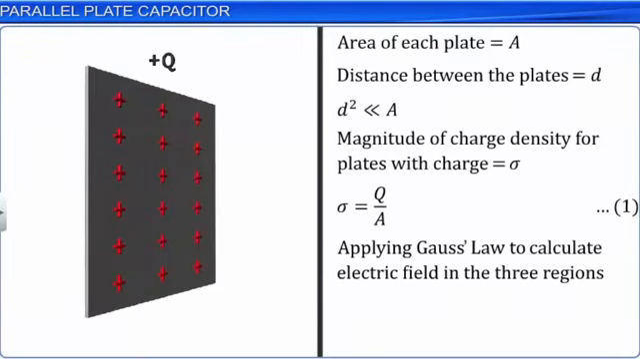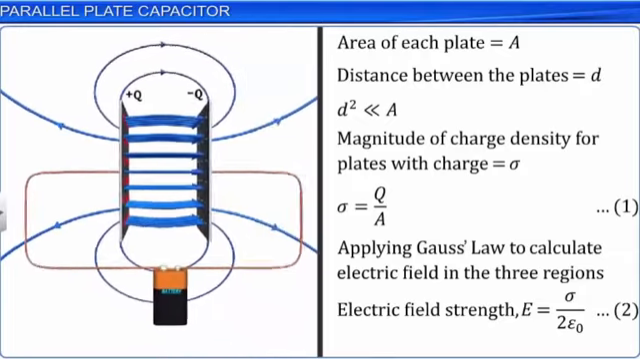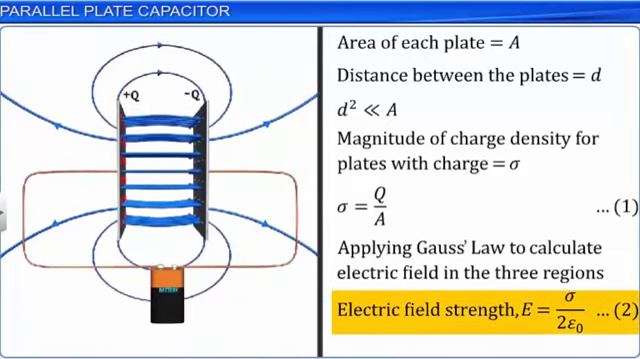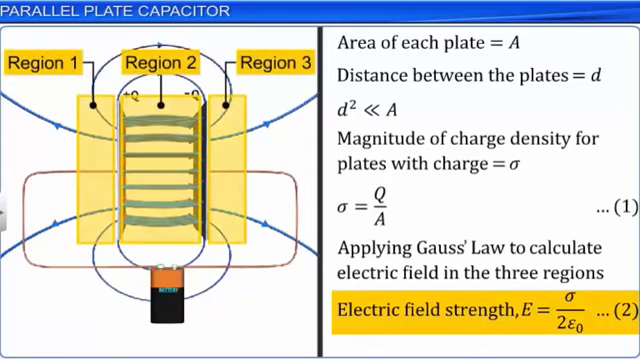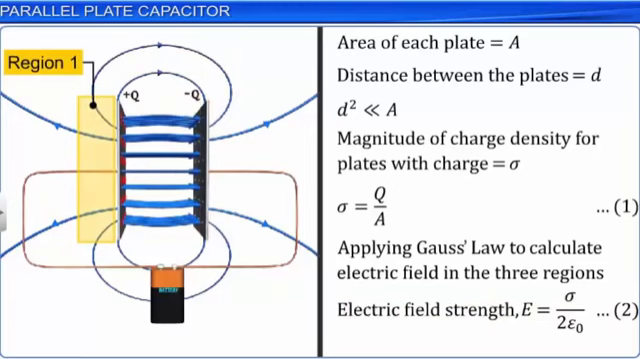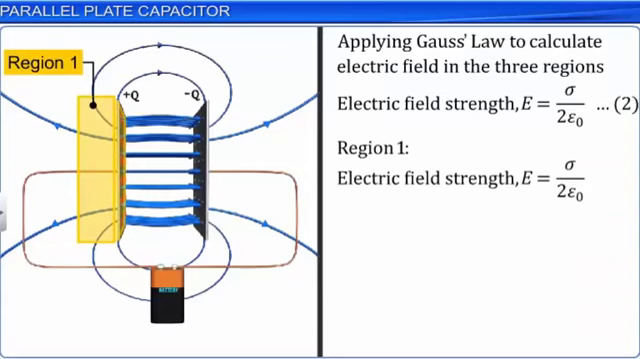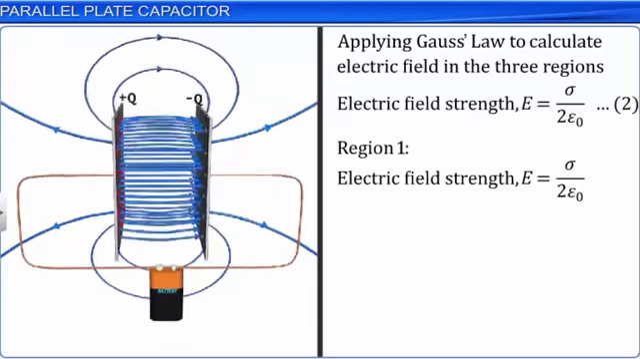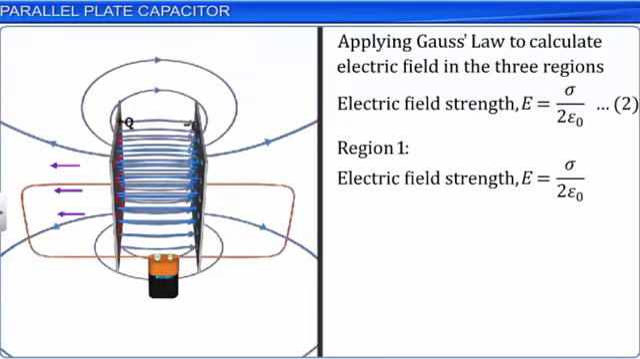We know that for a uniformly charged plane sheet of charge, the electric field strength E at some distance away from it is equal to sigma by 2 epsilon naught. Let this be equation 2. We use this result to calculate the net electric field strength in regions 1, 2 and 3. In region 1, due to the positive plate of the capacitor, the electric field strength E is equal to sigma by 2 epsilon naught, and directed away from the positive plate and towards the left.